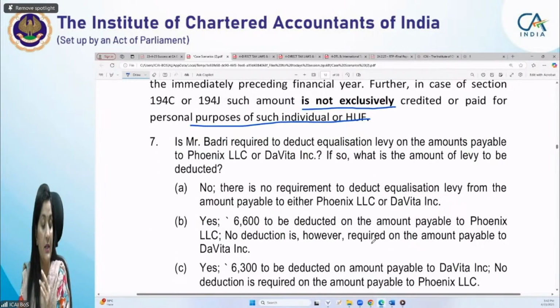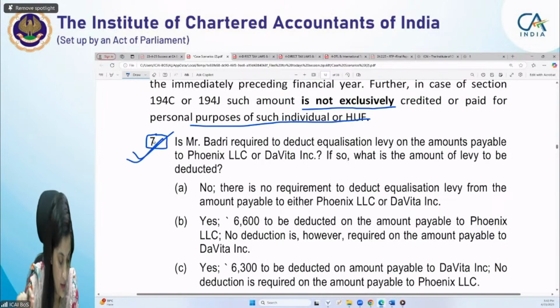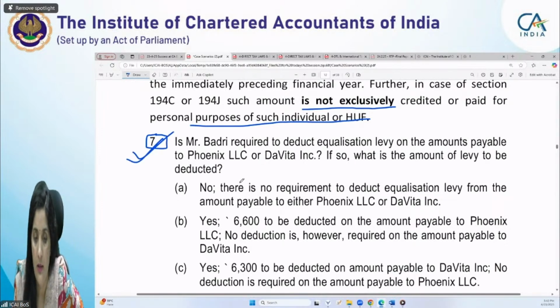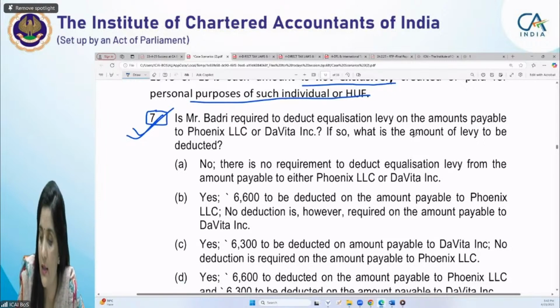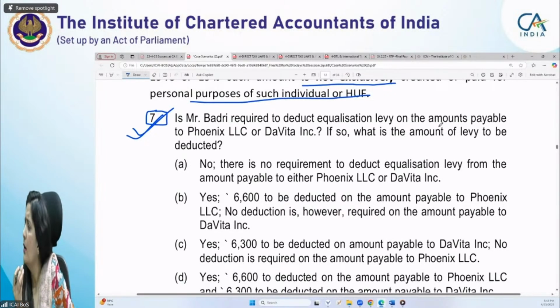So next question again, this question is different. अभी तक हम TDS के provisions के थे, these three questions. Now this question is with respect to your equalization levy. Seventh question is for equalization levy. क्या है? Let's read this question. Is Mr. Badri required to deduct equalization levy? देखो ये interesting है. No equalization levy of 6%. Why? Why, Prashant? Presently for May 25 exams, it's equally relevant.